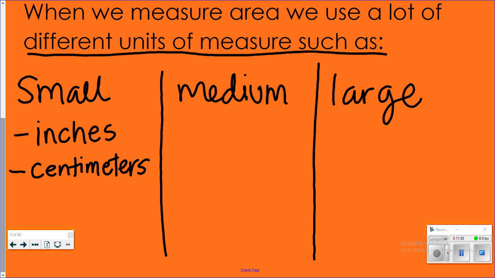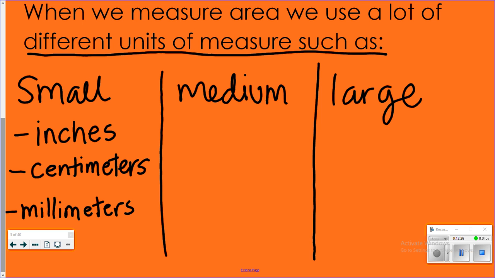Millimeters. Millimeters are even smaller than centimeters. Yep. So these are our common small units of measure. If you're measuring something that's pretty small, you're going to be measuring with inches or centimeters, or if it's really small, you might even use millimeters.